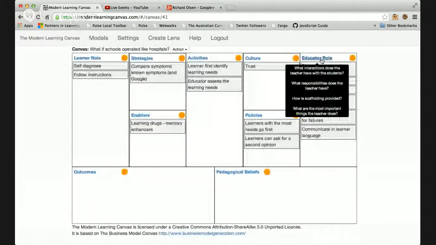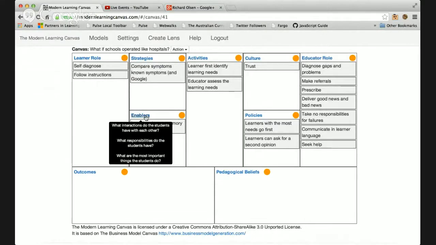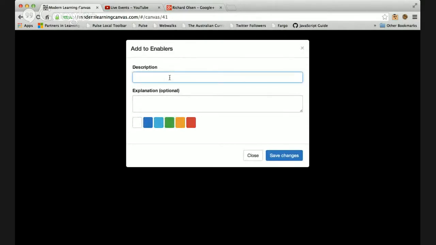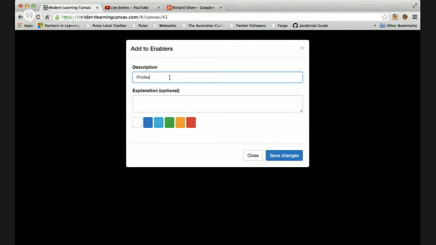So seek help. Could become a policy too, that you're often seeking more information. And I guess they have to also upskill. That might be an enabler. Who do they seek help from? From professors? I'm not a hospital person. What are they called? The really smart doctors. Consultants. Yeah, consultants.